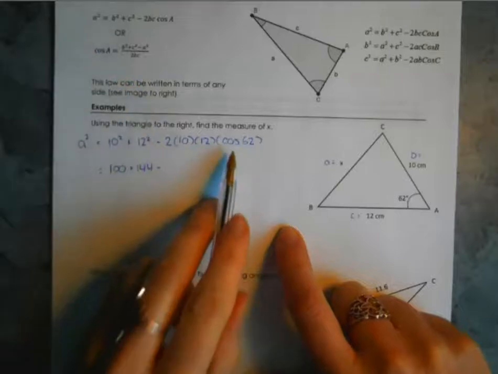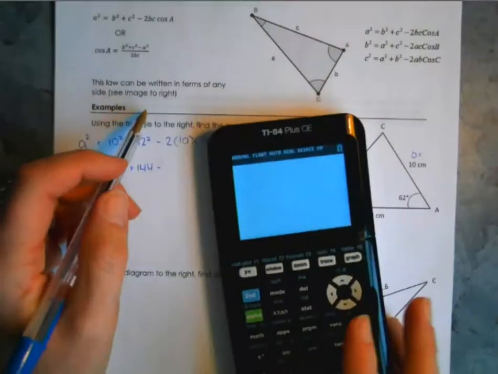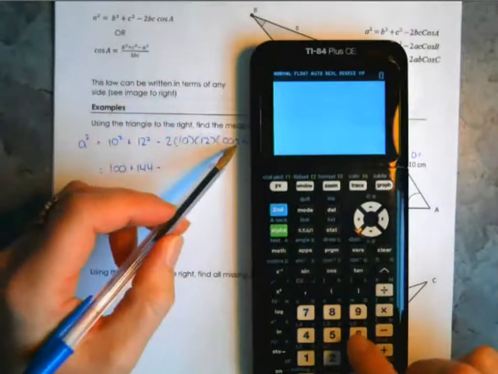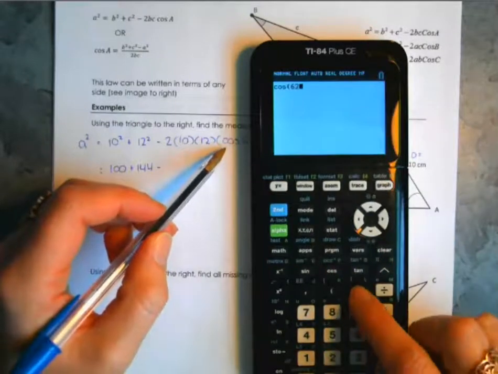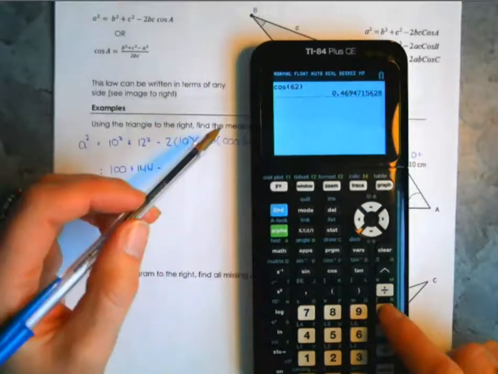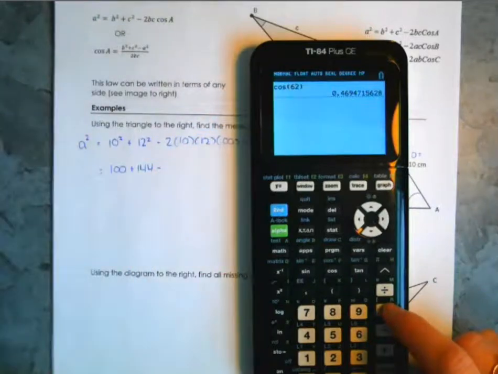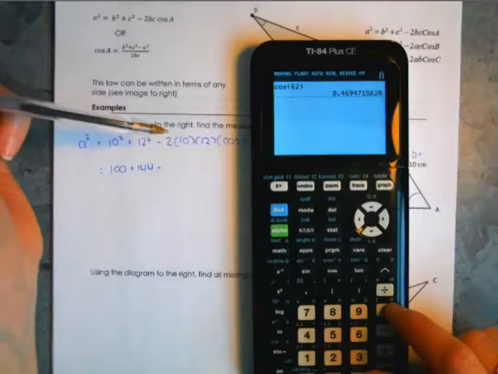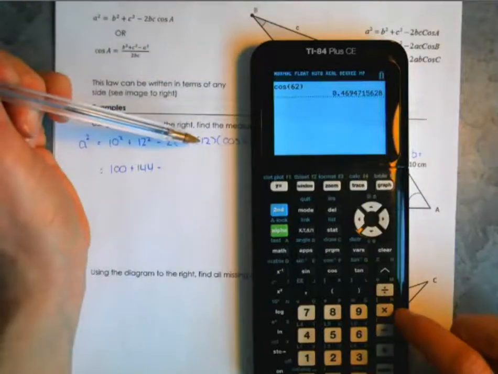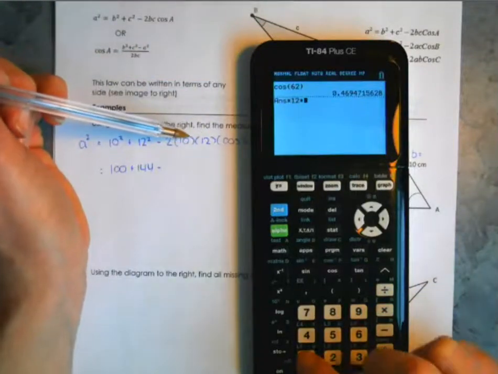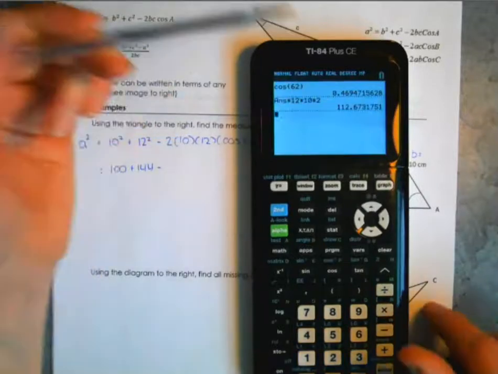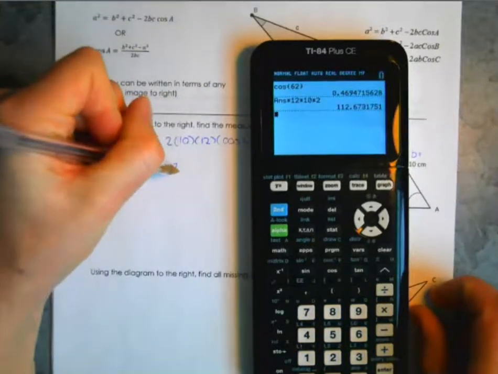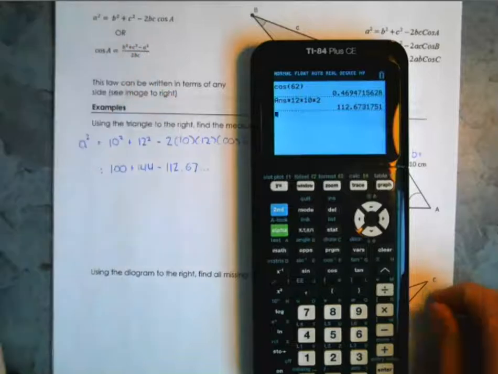So if we expand that out, we're going to have 100 plus 144 minus, now if you multiply all of this out, just keep in mind, depending on the calculator you're using, make sure you're doing your order of operations carefully. So for me personally, I would do the cosine 62 first. And then I like to just hit enter. It shouldn't matter if you close the bracket, but if you don't close the bracket and you start multiplying things through, you will get the wrong answer. So cosine 62 times 12 times 10 times 2 gives me 112.67, some kind of an extended decimal there.